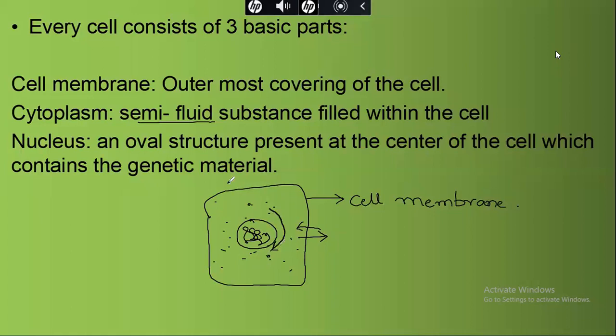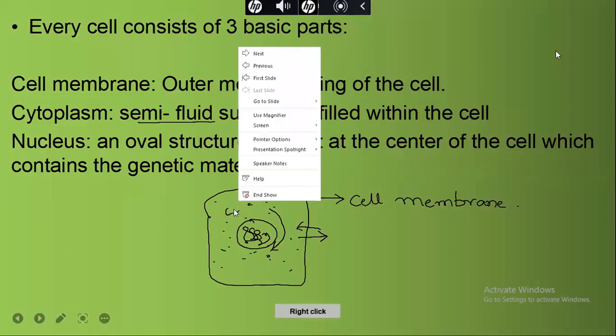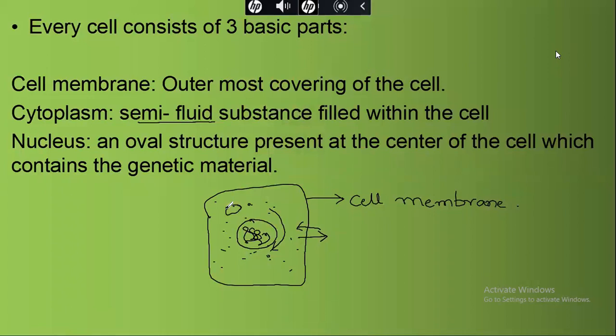So apart from these three basic parts in the cell, there are many subunits present inside the cell, like mitochondria, endoplasmic reticulum, ribosomes, and many other subunits which have their own functioning. There are various functions, so these are present. So for the movement of substances between the cell organelles, the cytoplasm helps in this exchange.